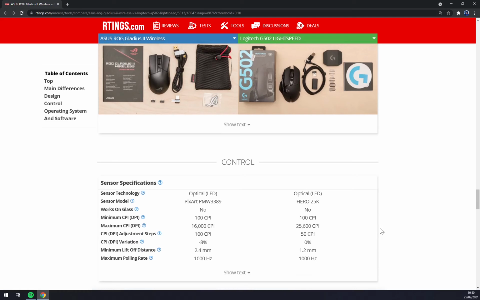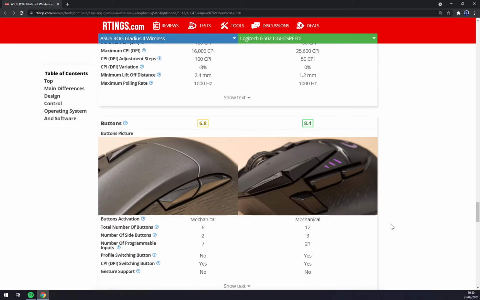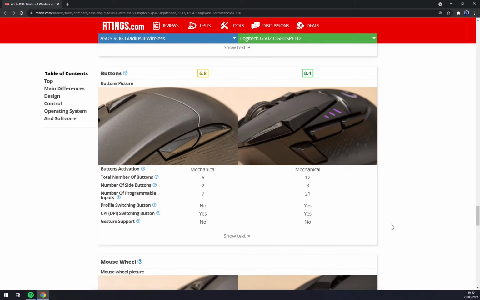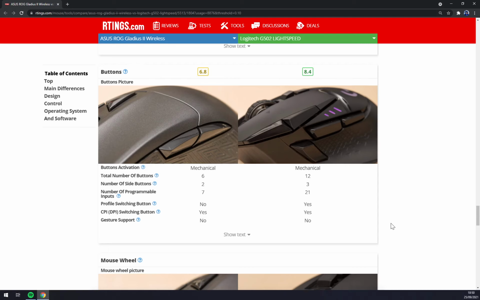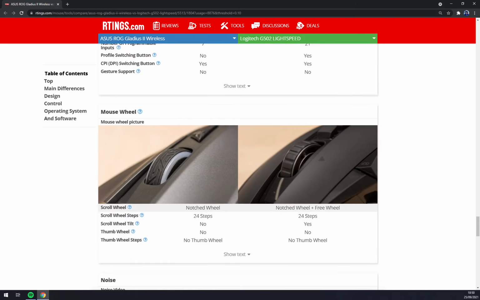ASUS is using the PixArt 3389 sensor, starting at 100 CPI, maxing at 16K, and adjusting in steps of 100. Logitech is using the HERO 25K, which is a very high-end sensor, starting at 100 CPI, maxing at 25,600, and adjusting every 50 CPI. The Gladius has 6 mechanical buttons, and the G502 has 12 mechanical buttons, and the option of a freewheel.